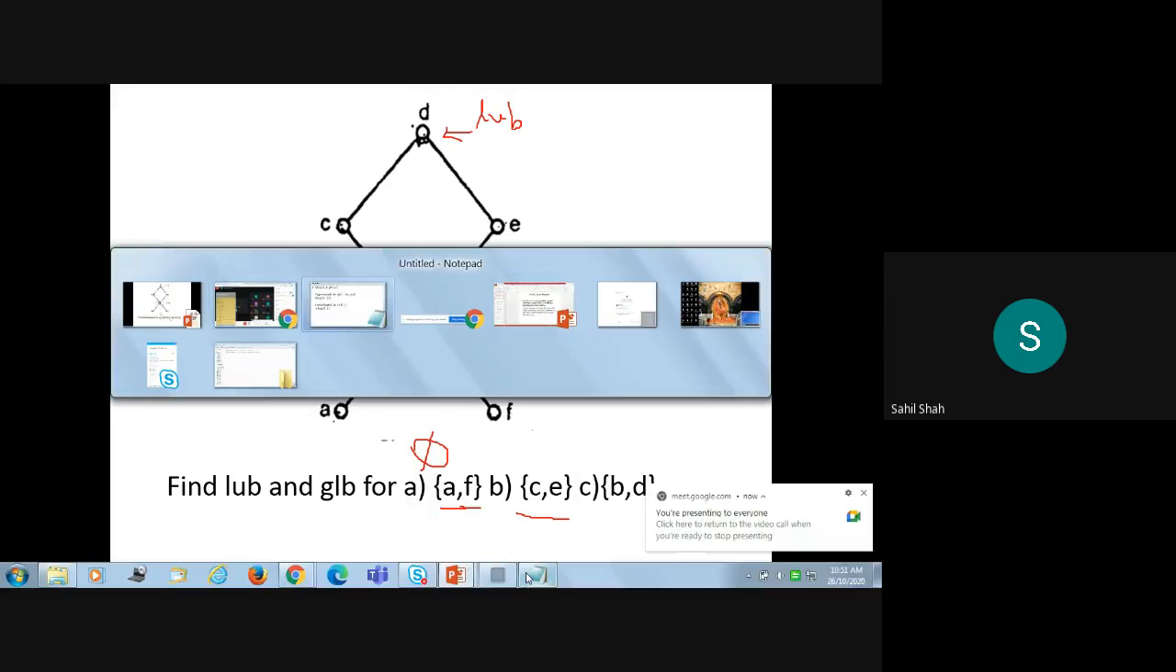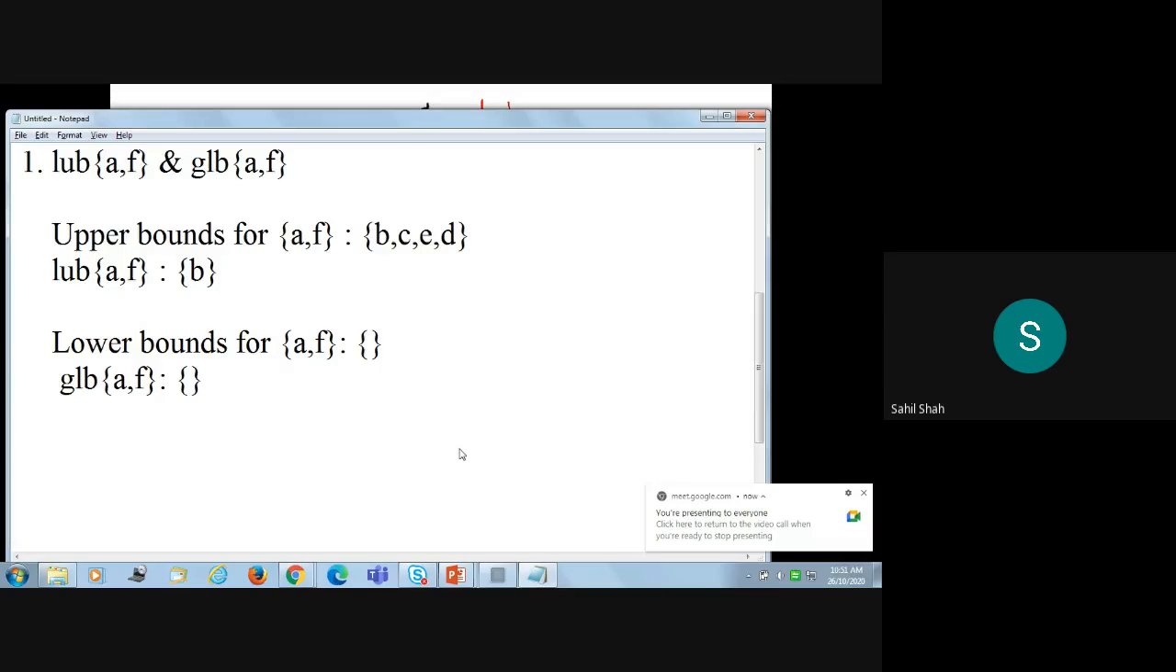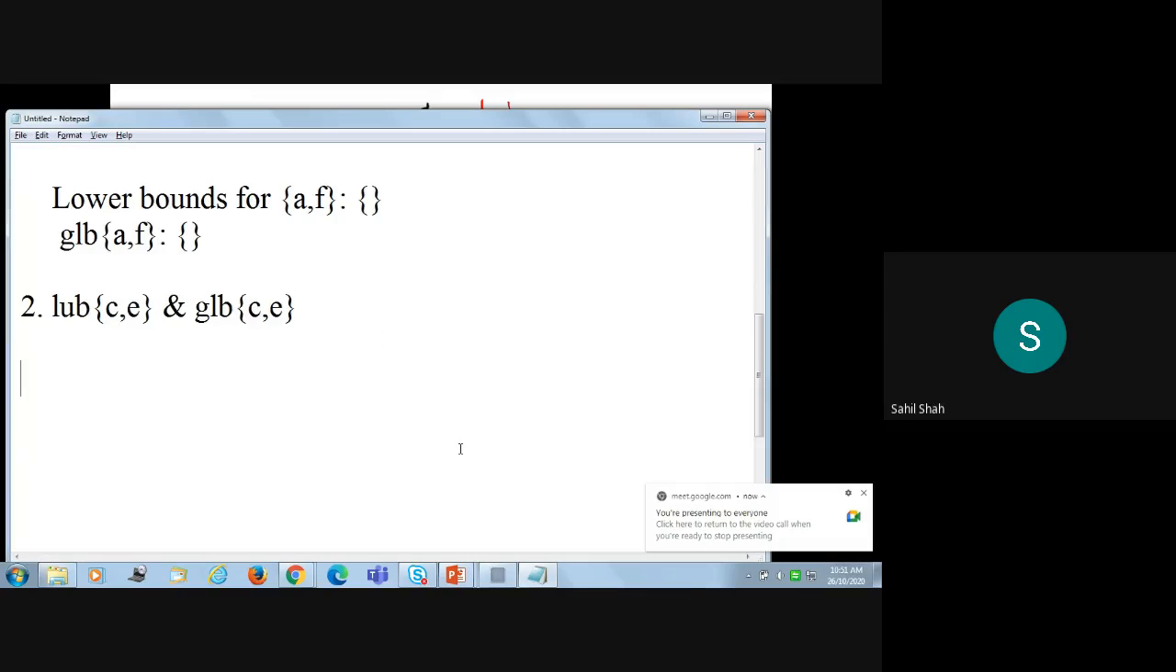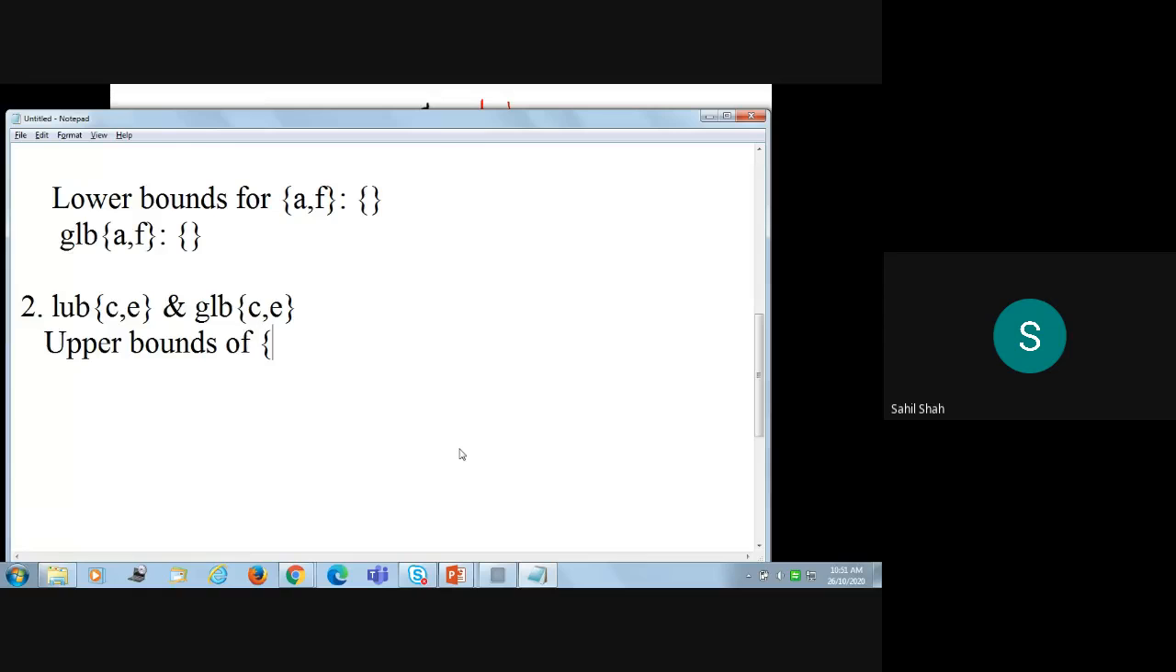Let me first write the solution for at least this first example. Others, you can try it, because there could be someone who is not getting a clear idea, and for them I need to write the GLB. These examples are asked for 6 marks in your final exam. They will provide you a Hasse diagram and ask you to compute the least upper bound and greatest lower bound. So first of all, the upper bounds of C comma E. I am observing only D. So obviously this will be the least upper bound, LUB of C comma E. It will be itself.